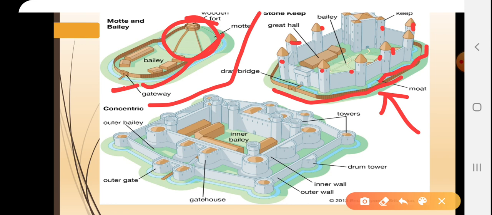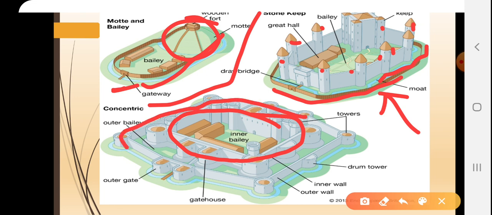Even later, another version of these Norman castles was the concentric one. So you can see one set of walls around the city, and you can see another set of walls around it. This is concentric. So two walls surrounding the castle itself, right?